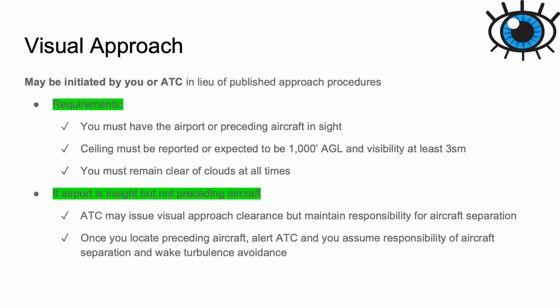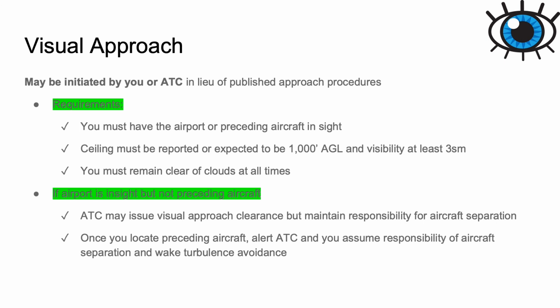A visual approach, on the other hand, can be initiated either by you or ATC instead of doing the approach procedure. For this one, you need to either have the airport or the aircraft in front of you in sight, and the ceiling has to be at least 1,000 AGL and the visibility at least 3 miles. So you need basic VFR weather conditions. You have to be clear of the clouds all the time on a visual approach.